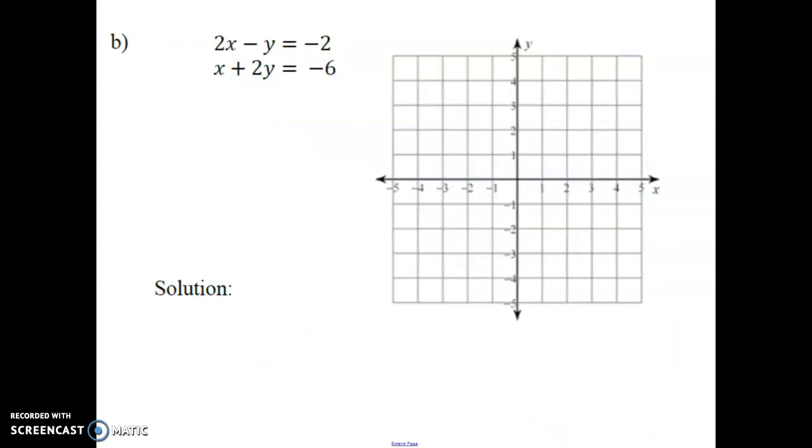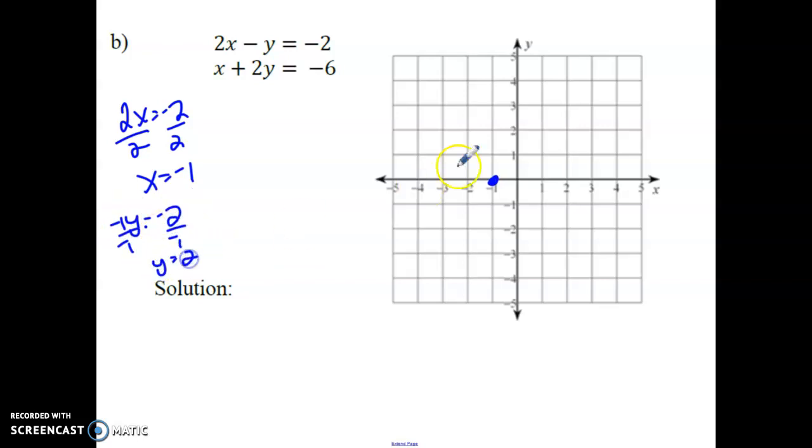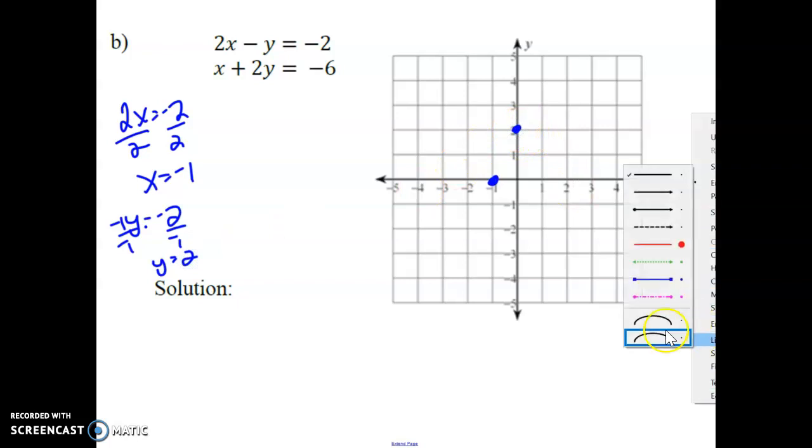Next example, both of these are in standard form. So we're going to go ahead and graph that. When we did standard form, remember the cover-up method. So if I cover up my y, I'm left with 2x equals negative 2. So if I divide, I get x is negative 1. And if I cover up my x, I'm left with negative y equals negative 2. So if I divide by negative 1, I get y equals 2. I'm going to draw a nice straight line there. I'm just going to leave it black this time.